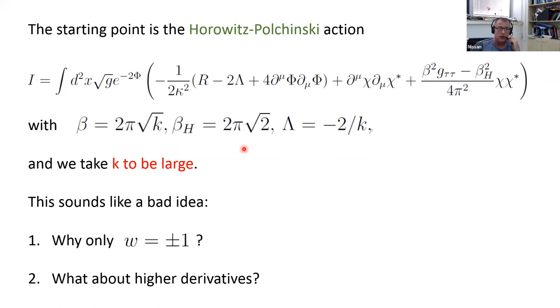We should justify why we are using this action. I will solve the equations of motion and do a very detailed analysis of that action, so I should justify why it is okay to use it despite the fact that K is large. Here are the reasons why this is not a good idea. First of all, when K is large, or when the temperature is much smaller than the Hagedorn temperature, there is no reason why I should focus only on the winding one states, chi and chi star, plus minus one.